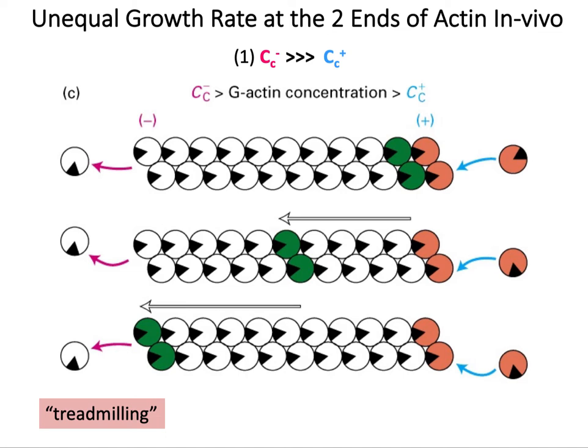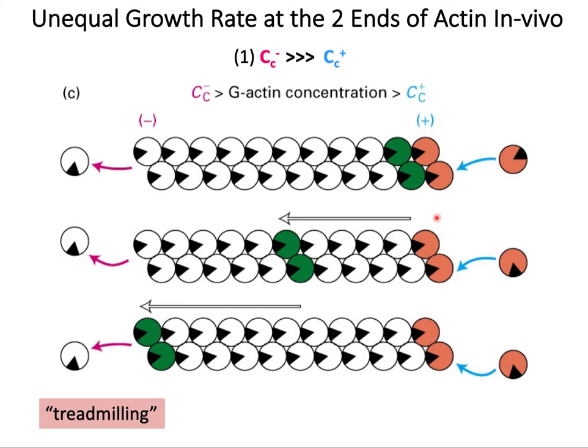So I mentioned that there is unequal growth of the filament at the two ends of the actin. In vivo, the plus end is the fastest growing end and the minus end is the slowest growing end. In vivo, what you usually see is an addition of monomers to the plus end and a loss of monomers on the minus end. This happens for two reasons in vivo.